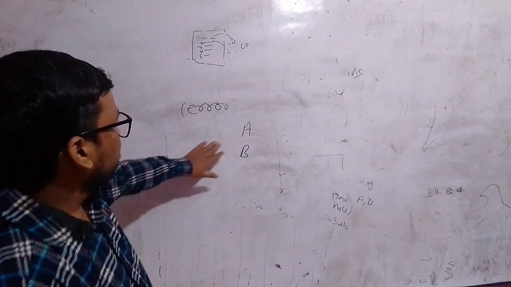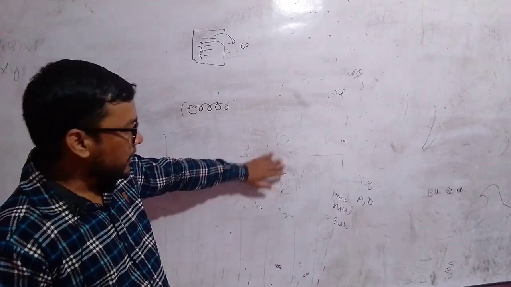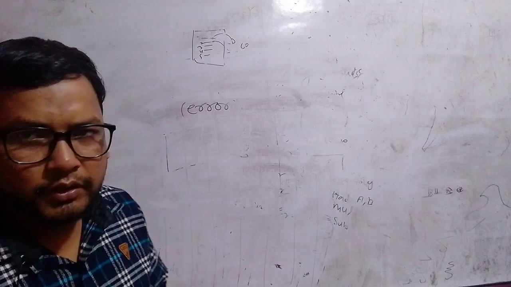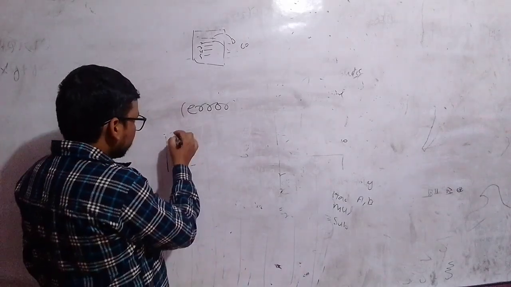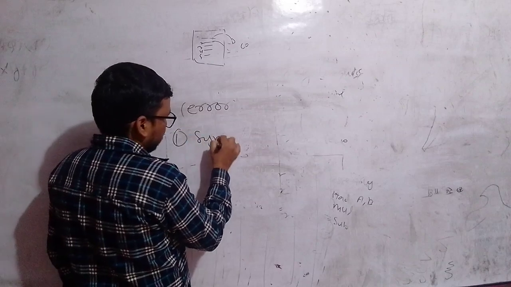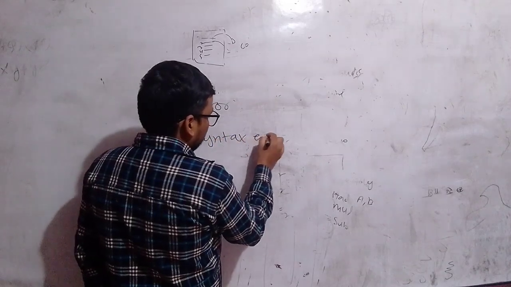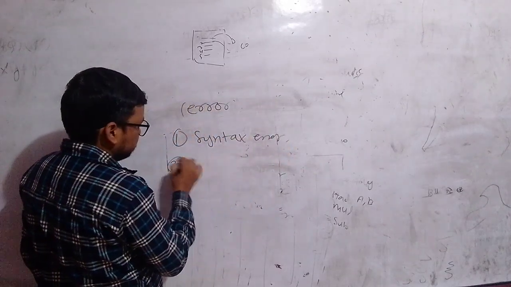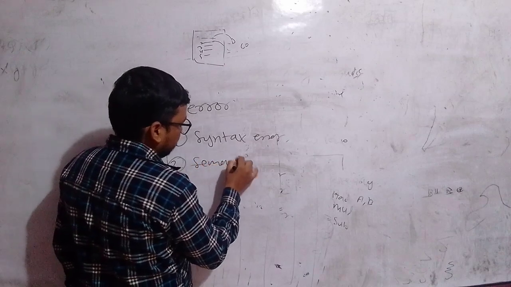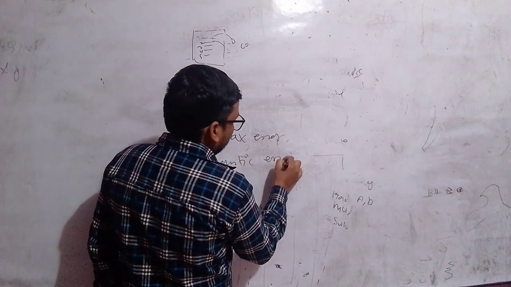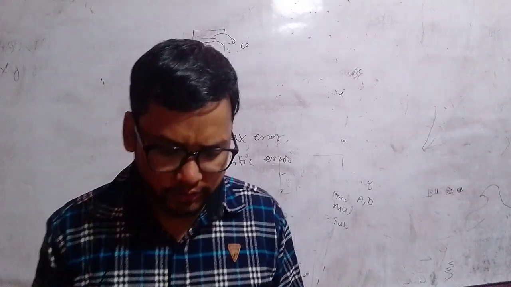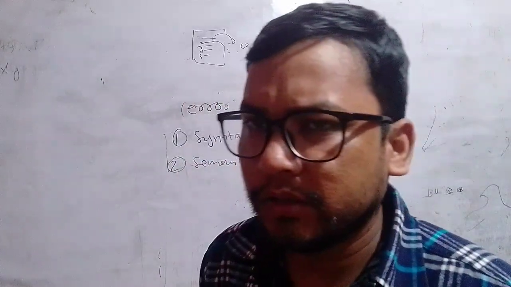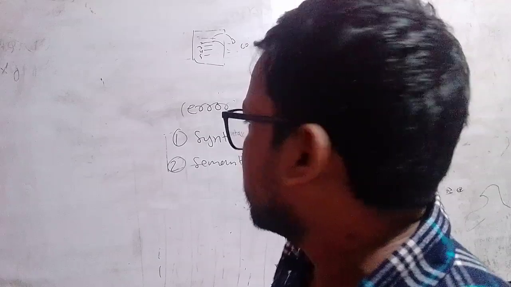Now in the programming language, while writing a program, we face different types of error, that are syntax error and semantic error. The most common types of error in the computer are syntax error and semantic error.